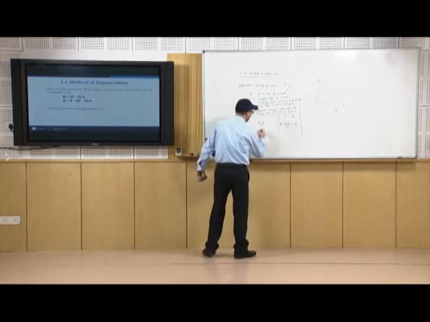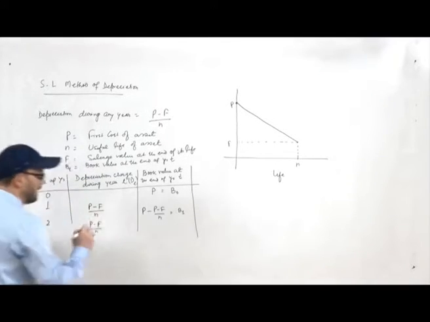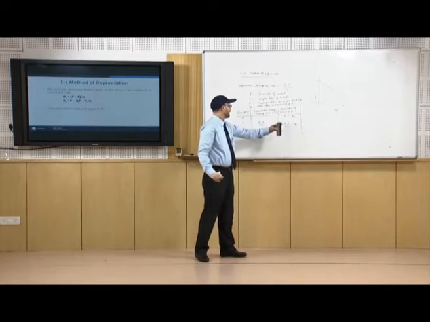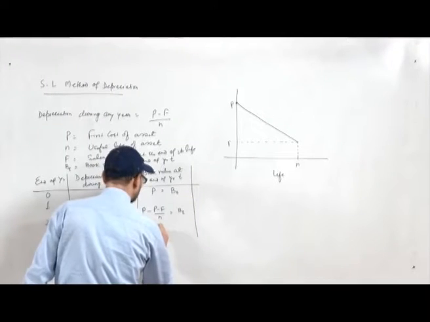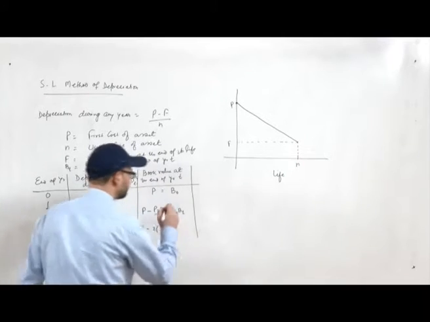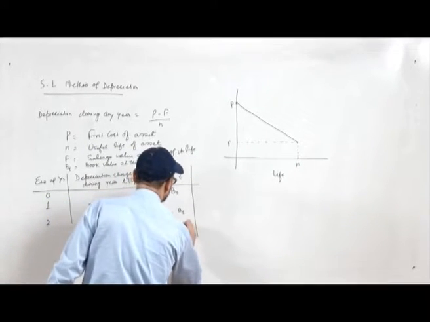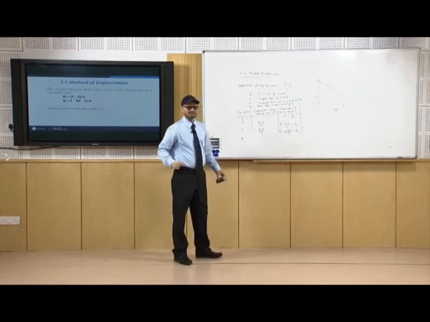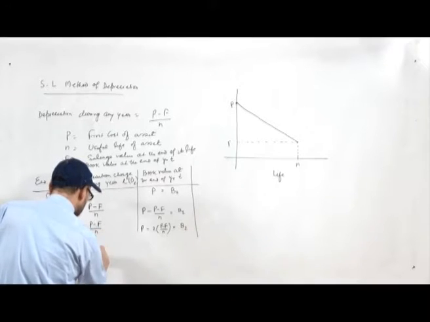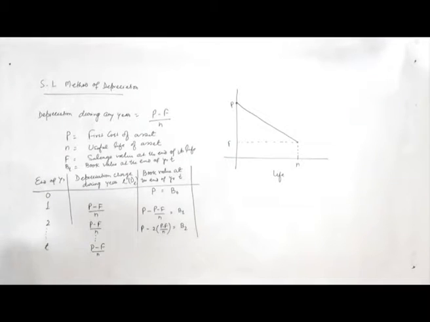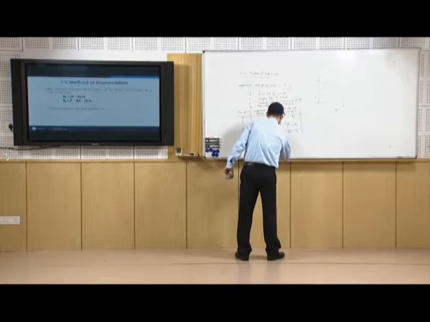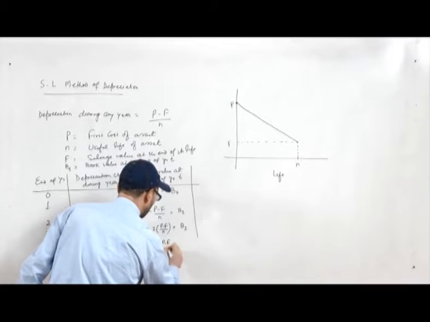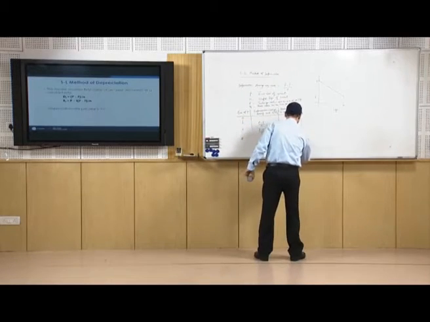Similarly, in the second year you again have (P minus F) upon N as the depreciation. So this time it will be (P minus F) upon N, again minus (P minus F) upon N. So it will be P minus 2 times (P minus F) upon N, and it will be B 2. This way we can have the general expression: at the end of the t-th year, the depreciation charge is constant as (P minus F) upon N, and the book value at the end of year t will be P minus t times (P minus F) upon N, and this will be expressed as B t.